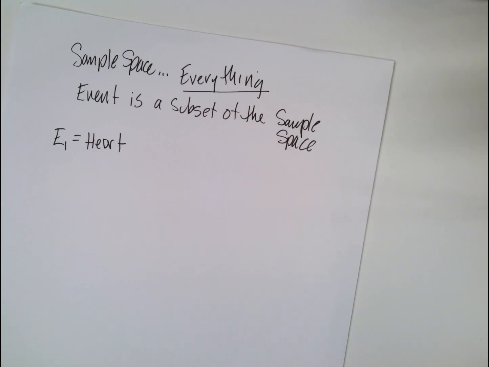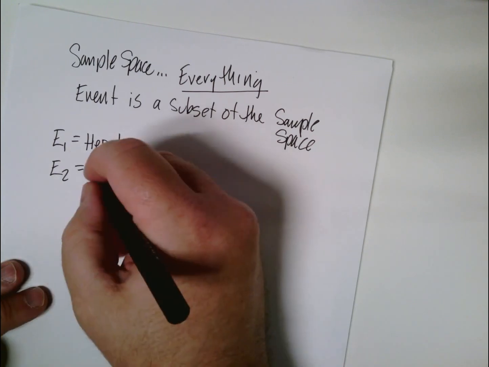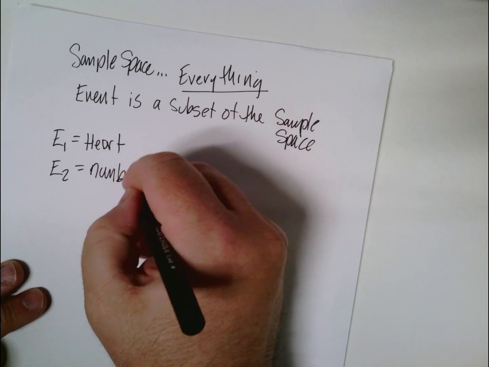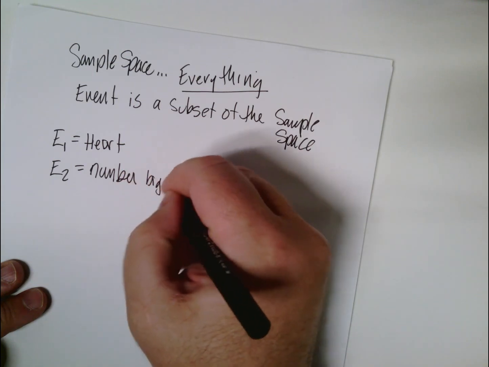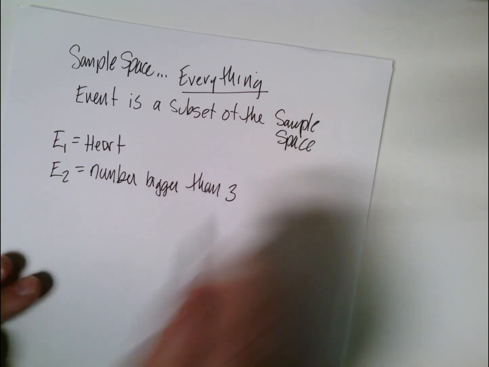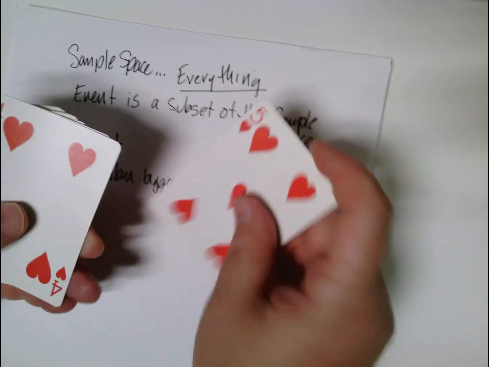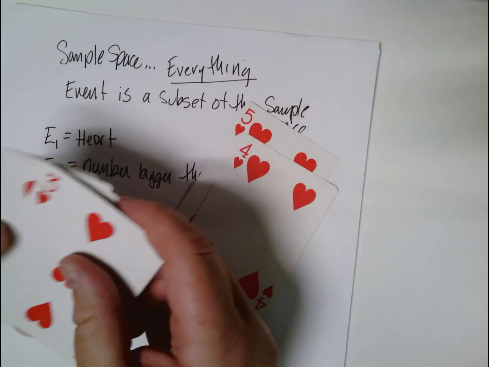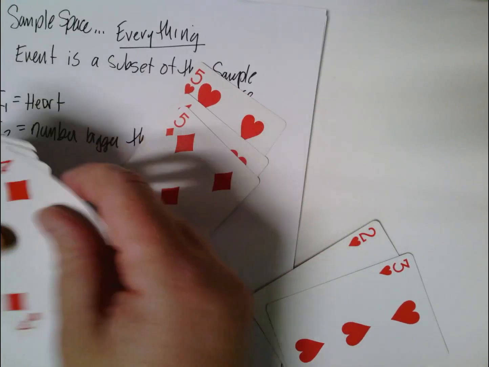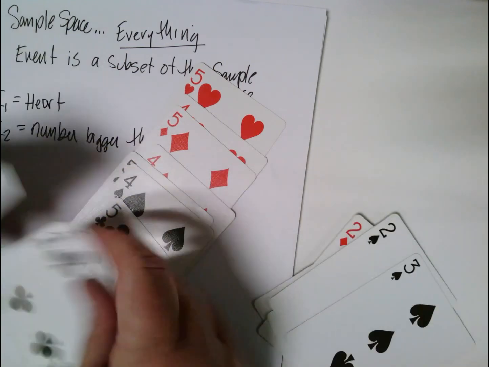Now the second one, let's say we have event 2. Let's say it's numbers bigger than 3. Okay? So what are the numbers bigger than 3? Well, 5 is bigger than 3. 4 is bigger than 3. Those aren't, so I set them aside. 5, 4, set them aside. 5, 4, set them aside. 5, 4, set them aside.